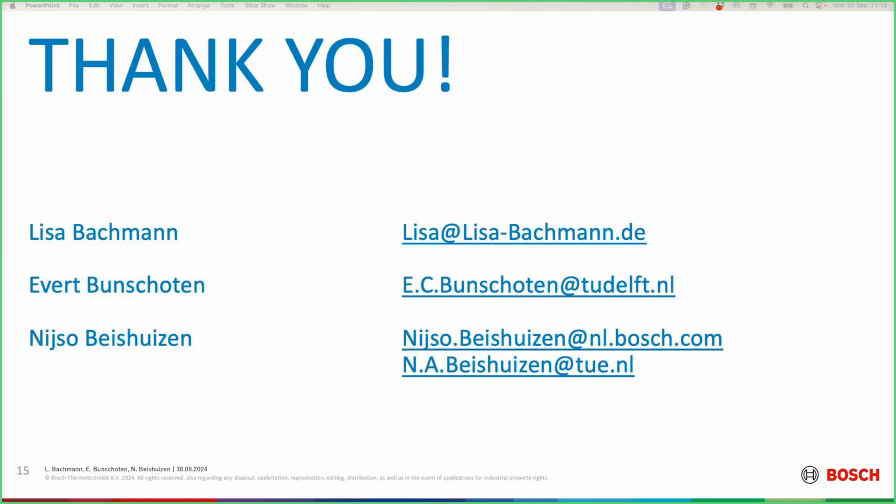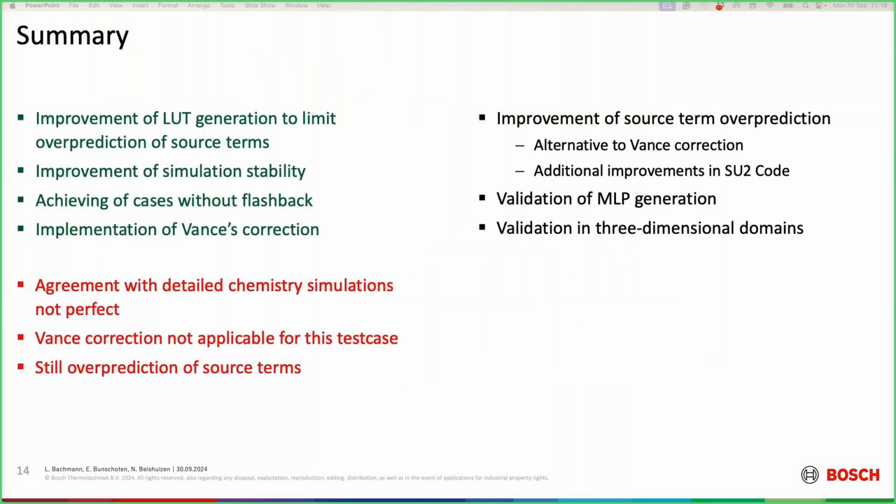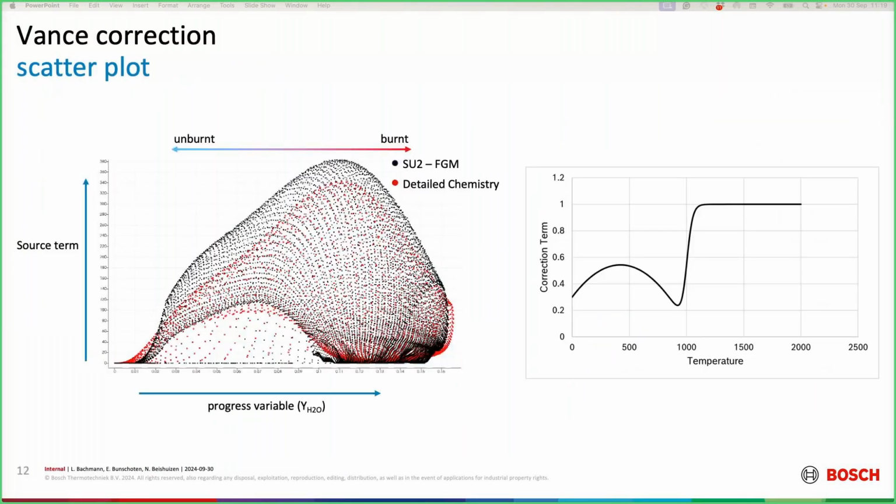Other questions? We still have a minute. Toby? Question for the Vance correction. Is the curve following some physically informed shape, or is it just fitted? So I'm wondering if it's just fitted, or you can just automatically do a least squares or something.